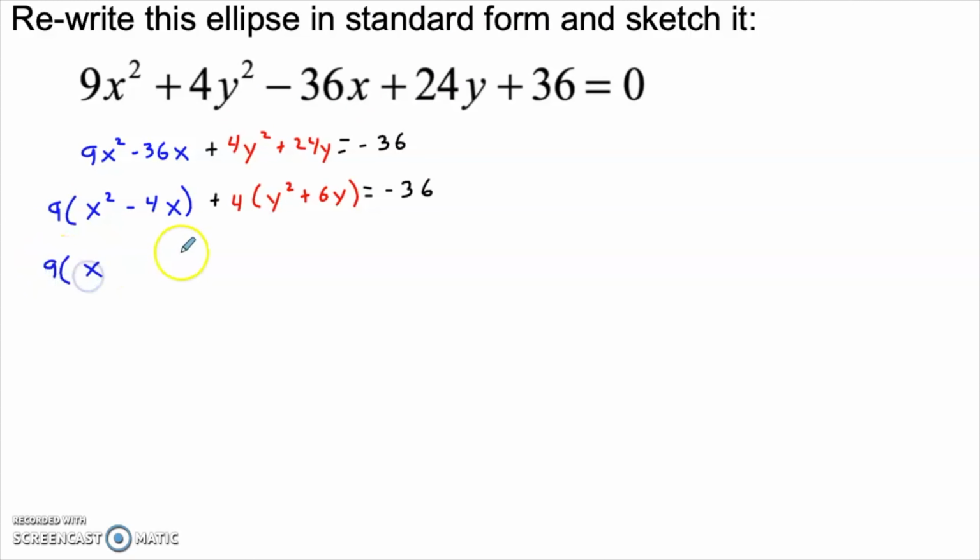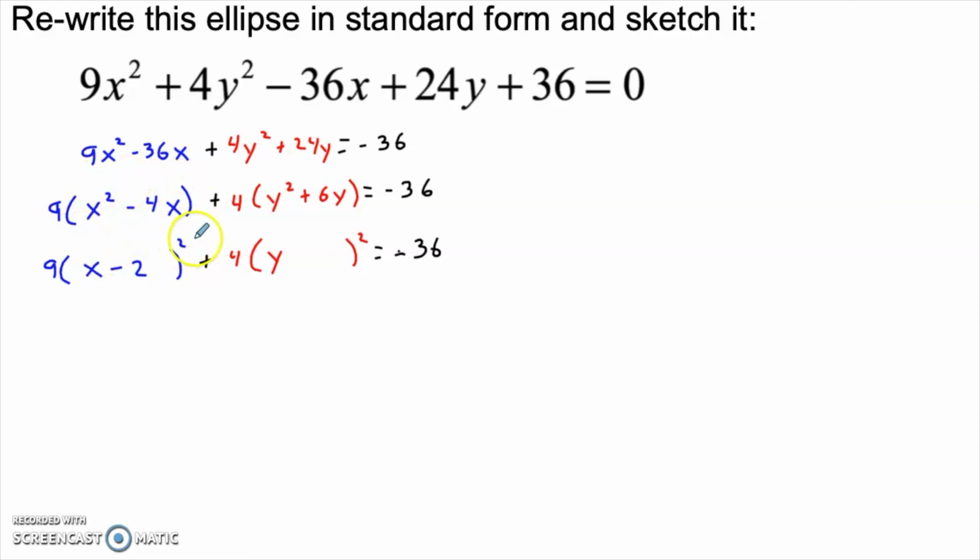Now what I want to do is replace this with 9 times a quantity squared and 4 times a quantity squared equal to negative 36. What do I need to place inside this binomial to give me an x squared and a minus 4x? Well, that would be a minus 2, right? x times x is x squared, minus 2 times x is minus 2x, and the second one will give you the minus 4x. But you've also added something to the left-hand side now.